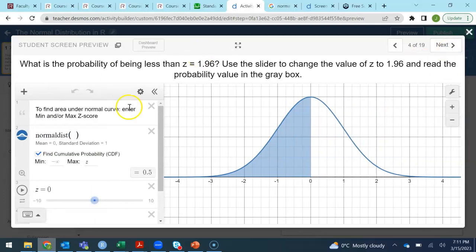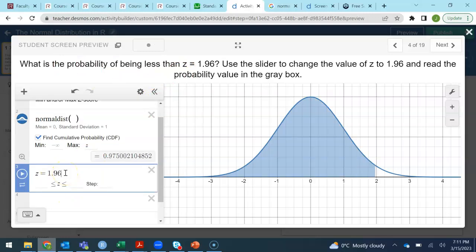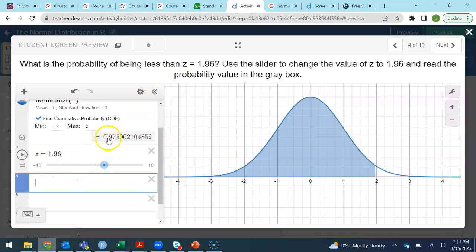If we keep going, we're going to do a bit of a demonstration with these functions. What is the probability of z being less than 1.96? You're going to set z to 1.96 and then just look at the number you have here. It's about 0.975 or 97.5%. So the probability of being less than 1.96 is this blue shaded area. It's about 97.5%.